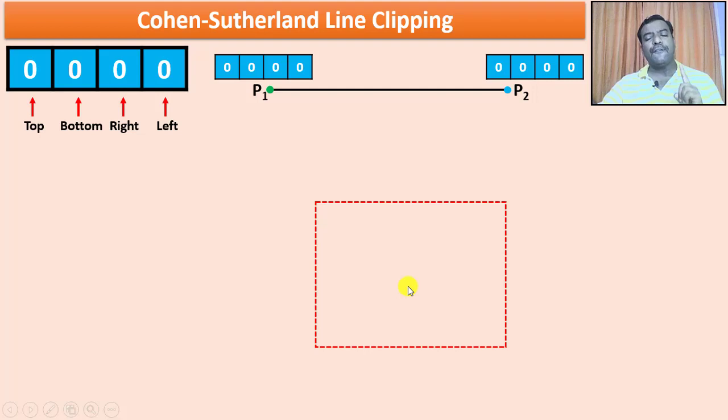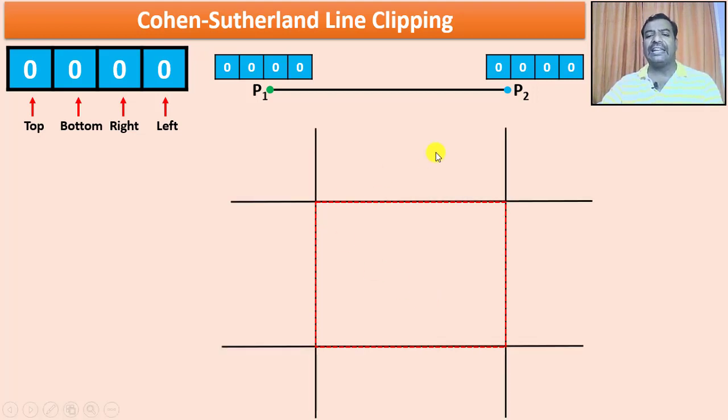Now if I look into the entire scene of my graphic system, this region is just a part of it. Hence, the remaining parts I can divide like this. Though this is going to be my clipping region, the remaining regions can be divided into other 8 regions. Hence, totally I'm going to have 9 regions. This becomes the main clipping region, and the remaining 8 are separated as left, right, bottom, top, and so on.